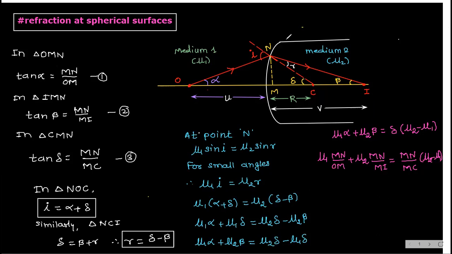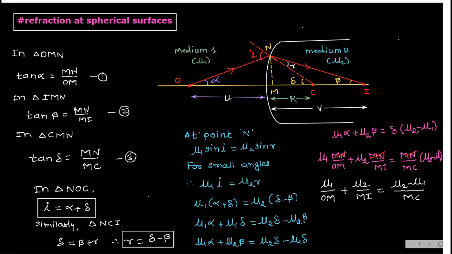Now look, this total MN I am cancelling from both sides, so MN went, and now what formula is left, look, what is left now. mu1 by OM plus mu2 by MI is equal to mu2 minus mu1 by MC.